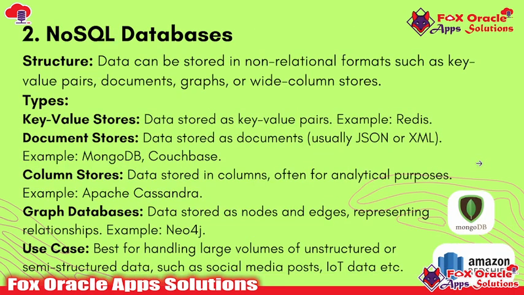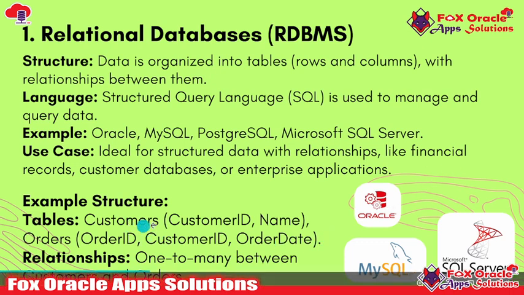And yes, another type of database is NoSQL. If we talk about the structure of this database, the data can be stored in non-relational format, such as key-value pairs, documents, and graphs. I told you that RDBMS stores data in tabular form, and the tables can have relations. For example, here we have two tables, customer and order, and both tables have a relationship through this customer ID. This customer ID makes the relationship between the customer table and the order table.